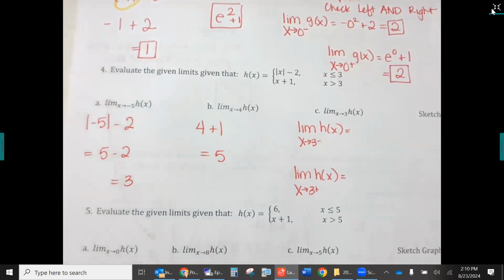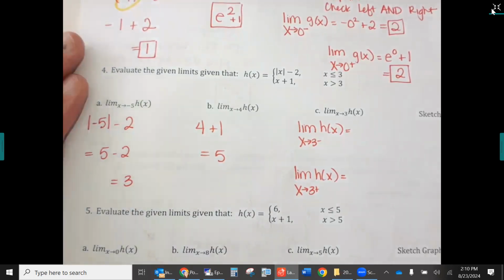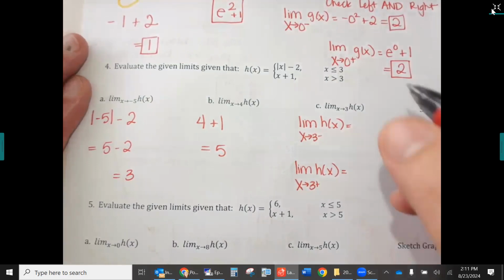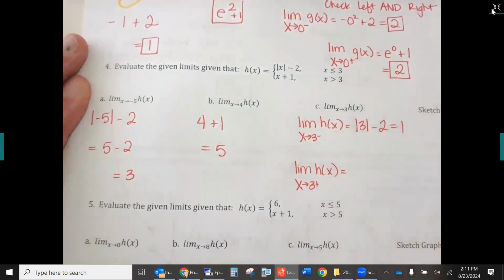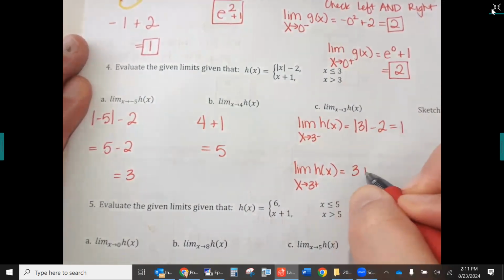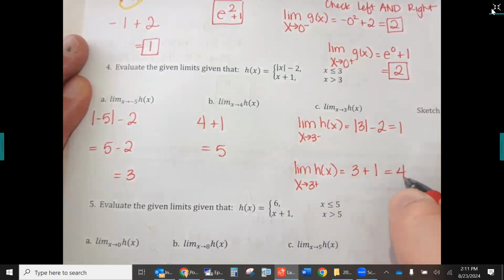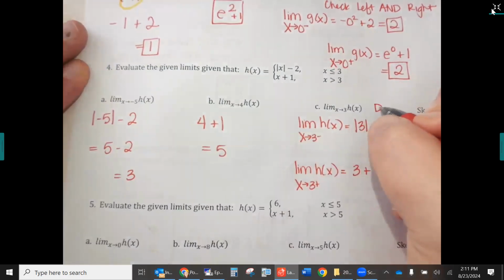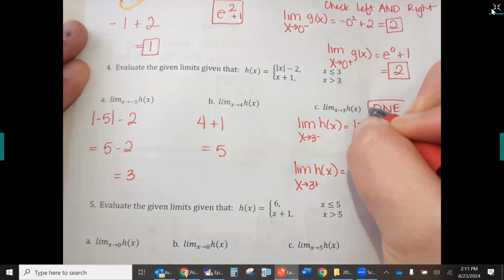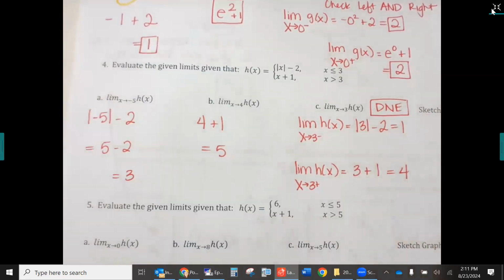Okay, but remember, I don't have to check both sides for -5 or 4 because they're not the breakpoint, 3 is. So for my left limit, what am I going to get? Can someone tell me the answer? 1. Okay, 3 minus 2 gives me 1. And then my right side, what's my answer? 3 plus 1 gives me 4. So my left side is 1, my right side is 4. What's my overall limit? Yeah, very good. Go ahead. Question?